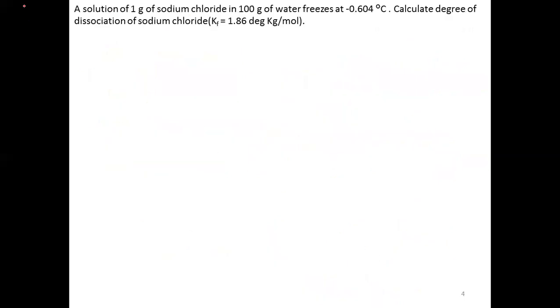Next numerical: a solution of 1 gram of sodium chloride in 100 gram of water freezes at minus 0.604 degrees Celsius. This is the freezing point of solution. Calculate the degree of dissociation of sodium chloride. We have to calculate alpha.